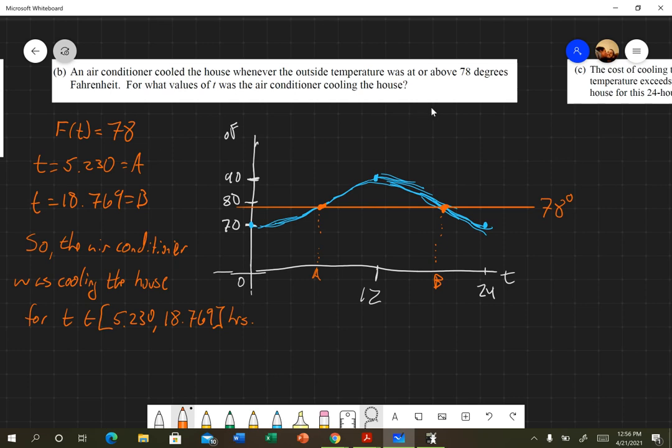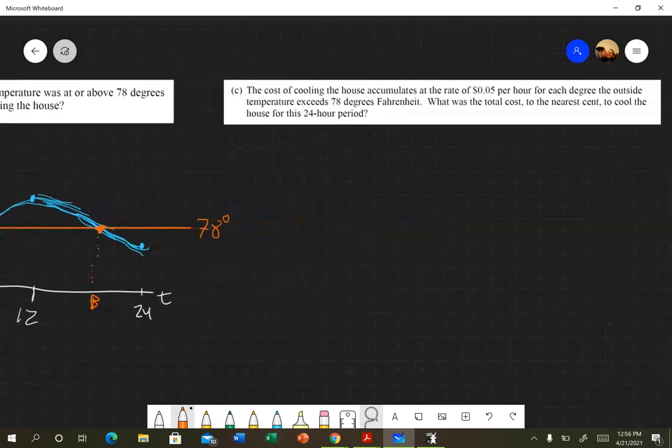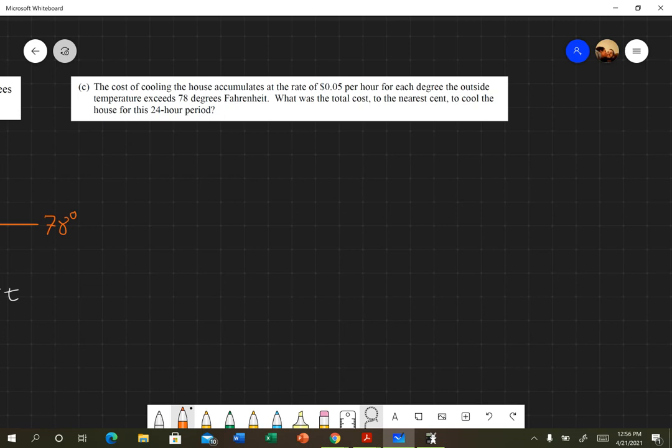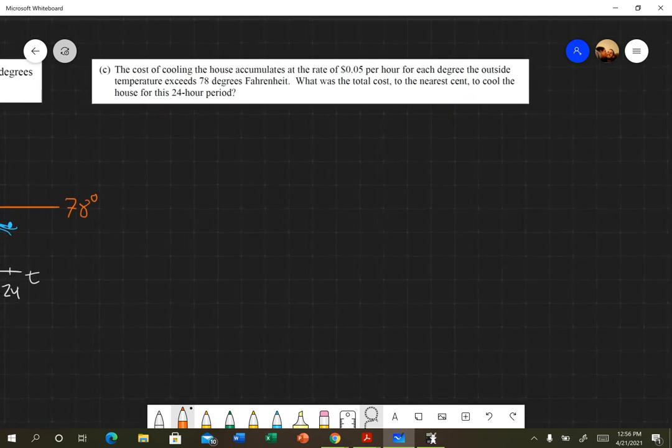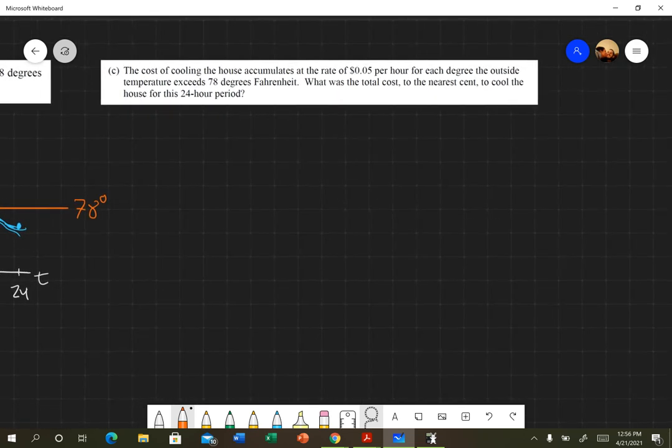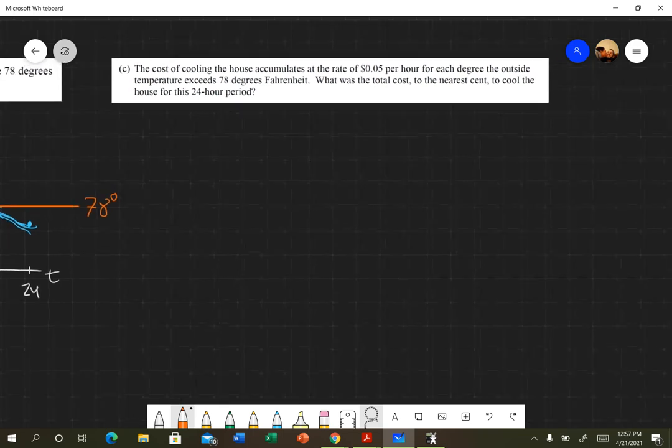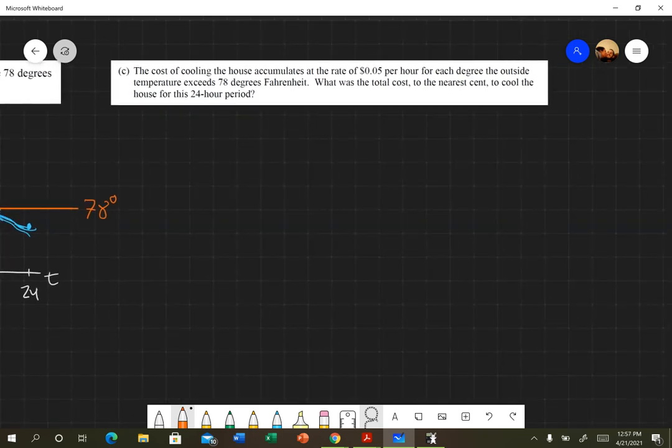Okay. Now, let's move on to part C of this. The cost of cooling the house accumulates at a rate of 5 cents per hour at each degree the outside temperature exceeds 78 degrees Fahrenheit. What was the total cost to the nearest cent to cool the house for this 24-hour period? Okay, so now we need to know what's going to be the total cost of cooling the house over this 24-hour period. Well, we want to know every time it's over 78 degrees, there's a cost associated with that. Anytime it's under 78 degrees, we don't really care.